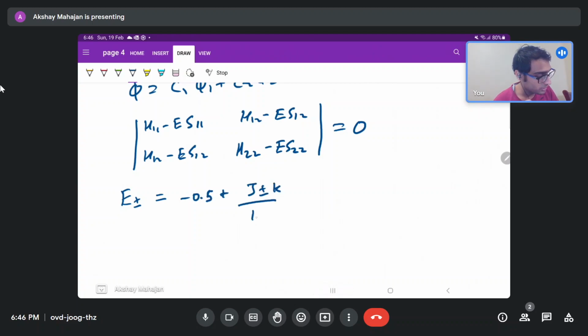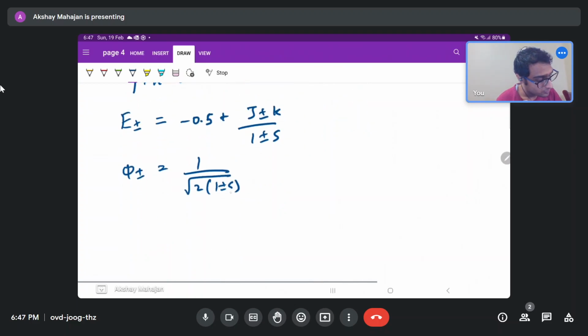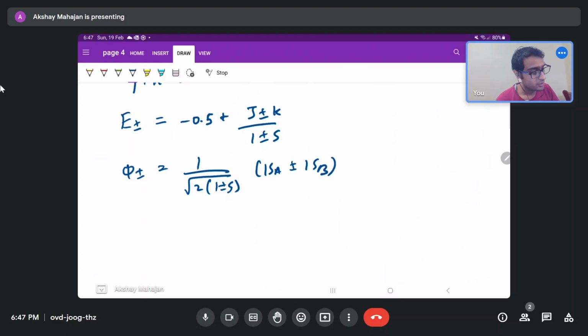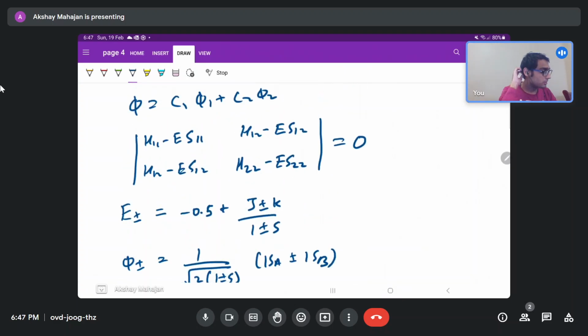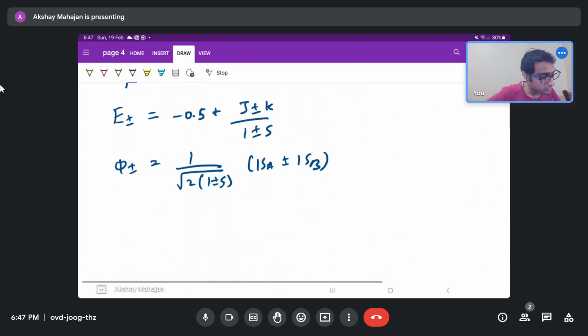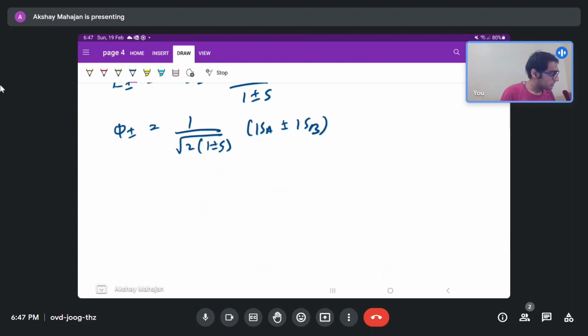But you get this plus minus S values, and you also get phi plus minus equal to 1 over root of 2 times 1 plus minus S, times 1SA plus minus 1SB. We just have to solve that in a similar way. We will have the similar Coulomb integral term and the exchange term. Now, in this case, again you will have bonding and anti-bonding orbitals that we obtain.